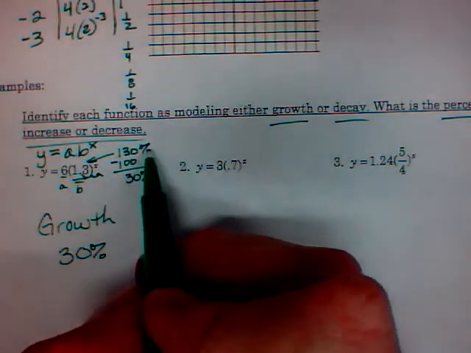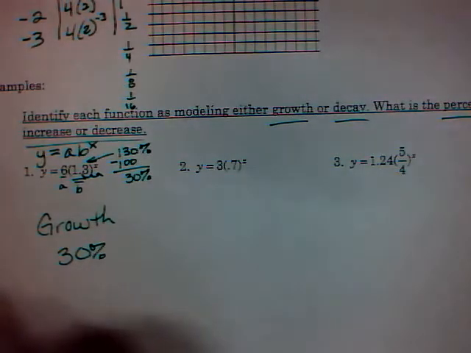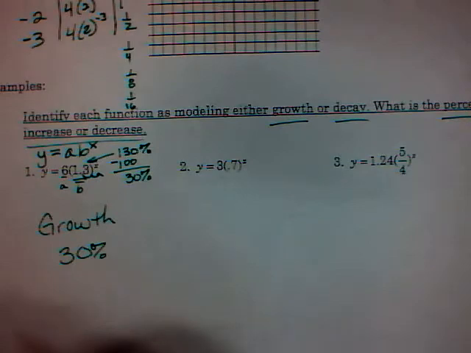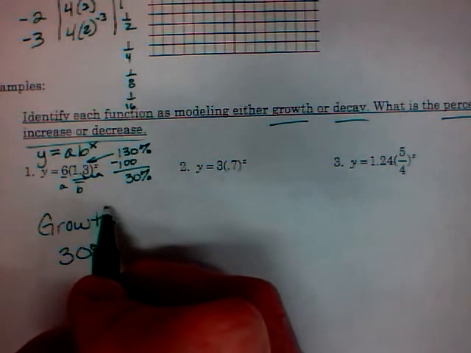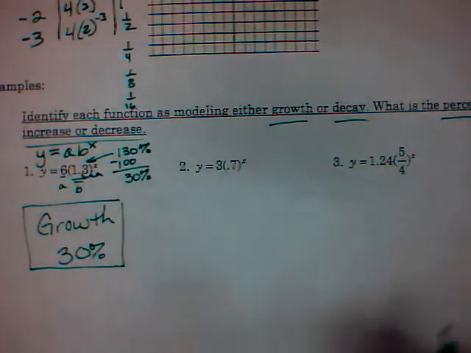Because out of the 130%, the first 100%, if you take 100% of 6, you get 6. Now, if you take 30% more than 100, it gets bigger than 6. So you have a 30% growth on the first one.